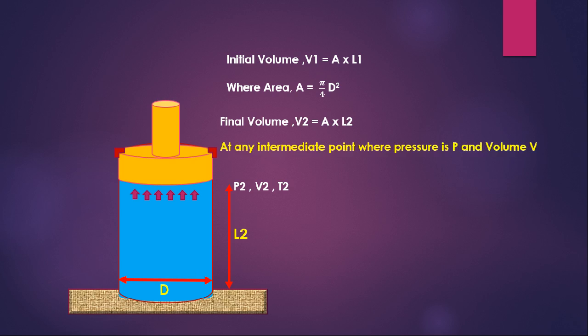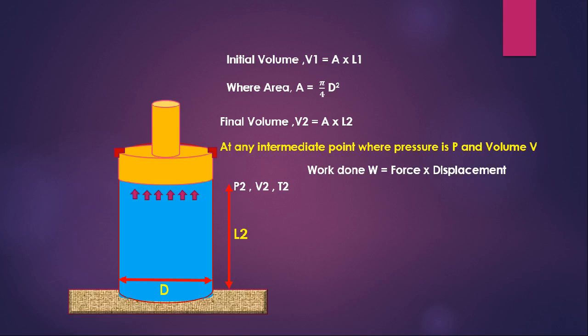And at any intermediate point where the pressure is P and the volume is V, we are going to find the infinitely small work done, which means that for a very small displacement of the piston, what will be the work done, and we will integrate that work done to get the total work done from state 1 to state 2.